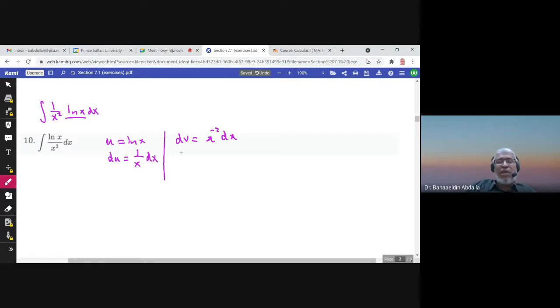It's a big mistake here to take x squared dx as dv. x squared is not multiplied by dx. So x to the power negative 2 is multiplied by dx.